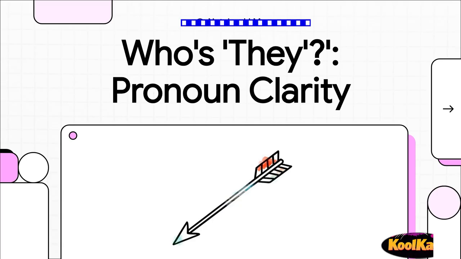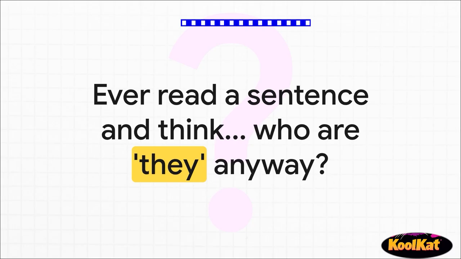Today, we are going to crack the code on a tricky, but trust me, totally beatable part of the GED RLA test, those sneaky little words we call pronouns. Oh man, you know that exact feeling, right? You're reading a passage, everything's going smoothly, and then bam, a sentence with he, she, or they just stops you in your tracks. You have to reread it, trying to figure out who in the world they're talking about.